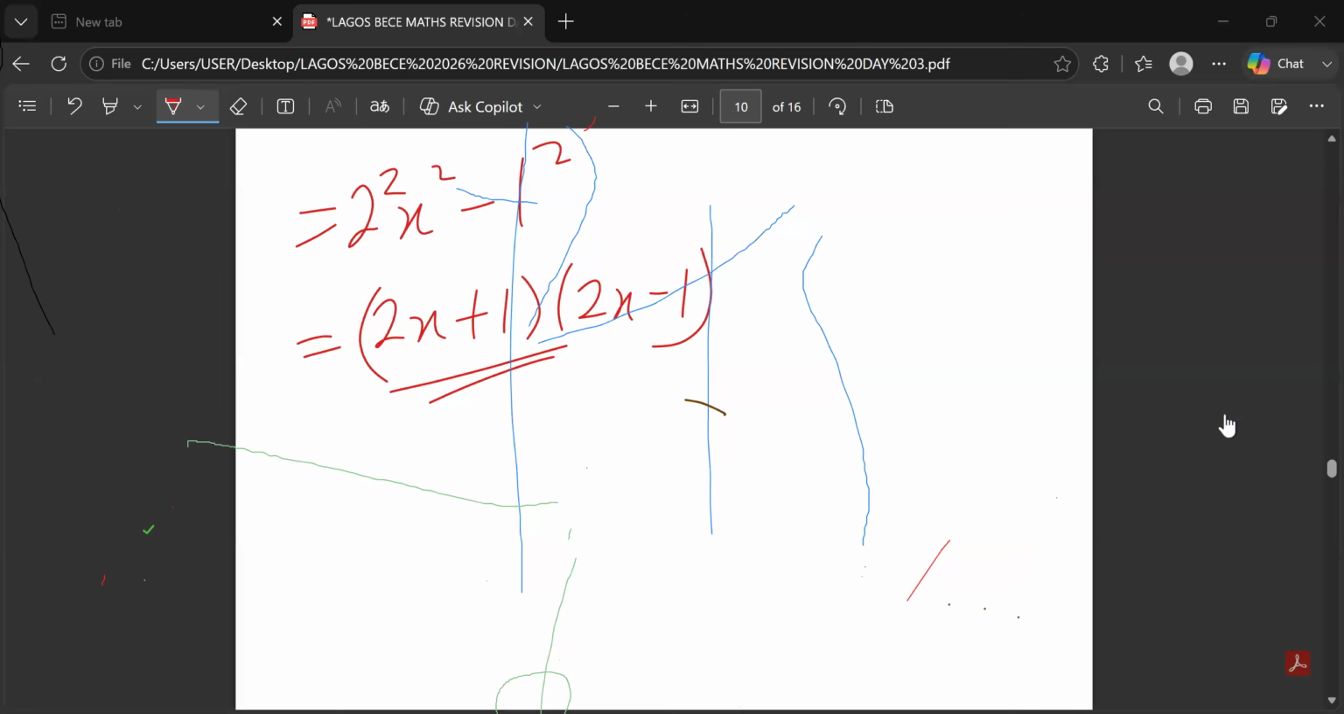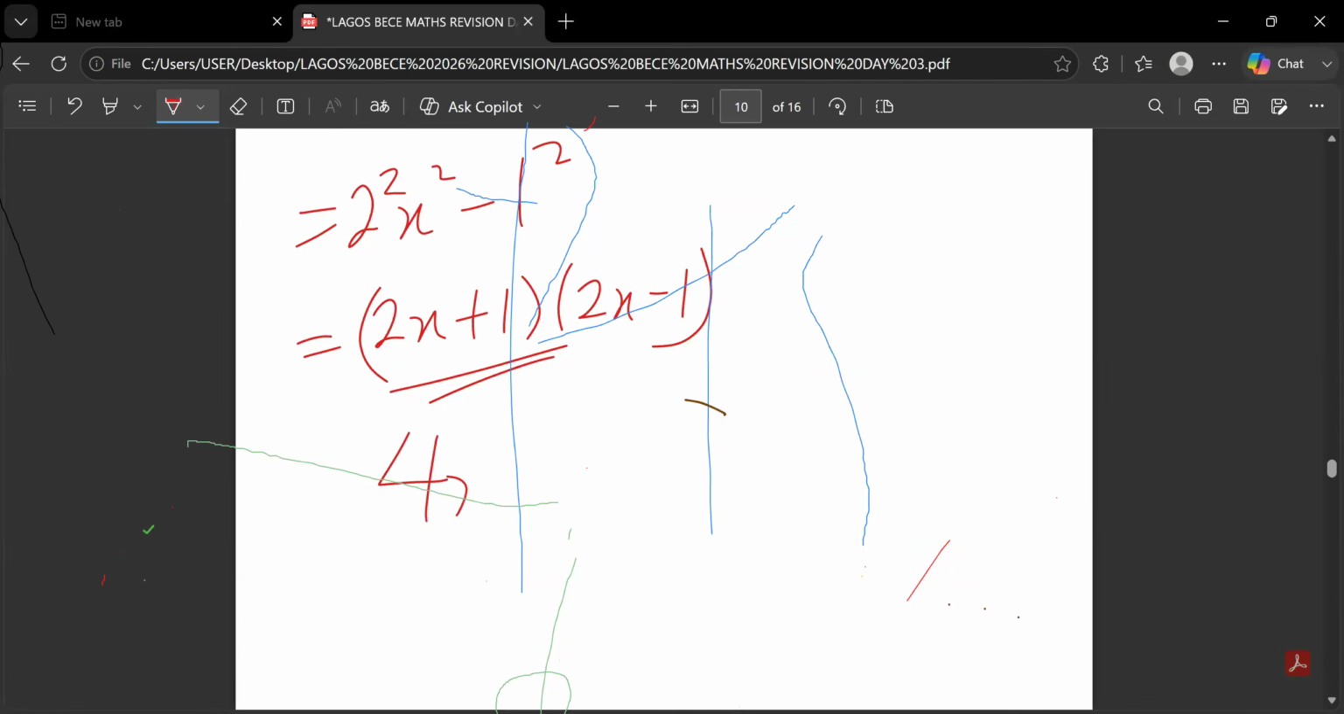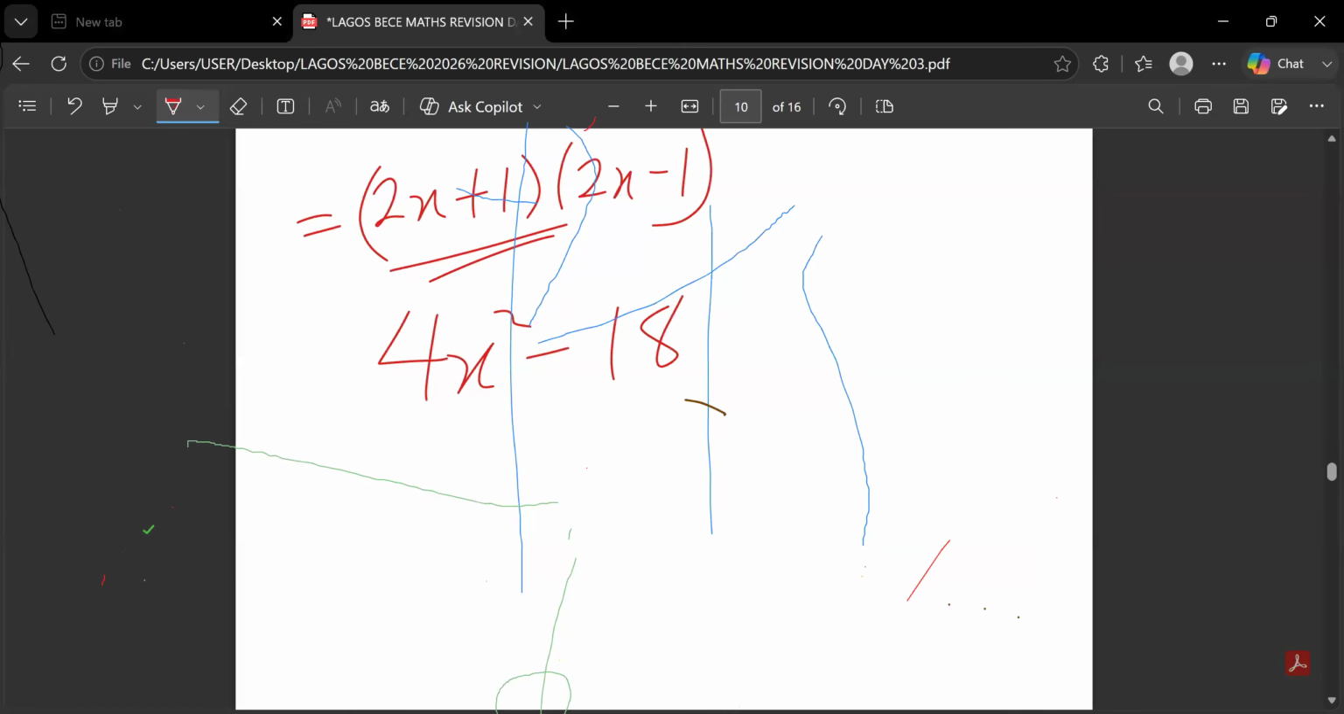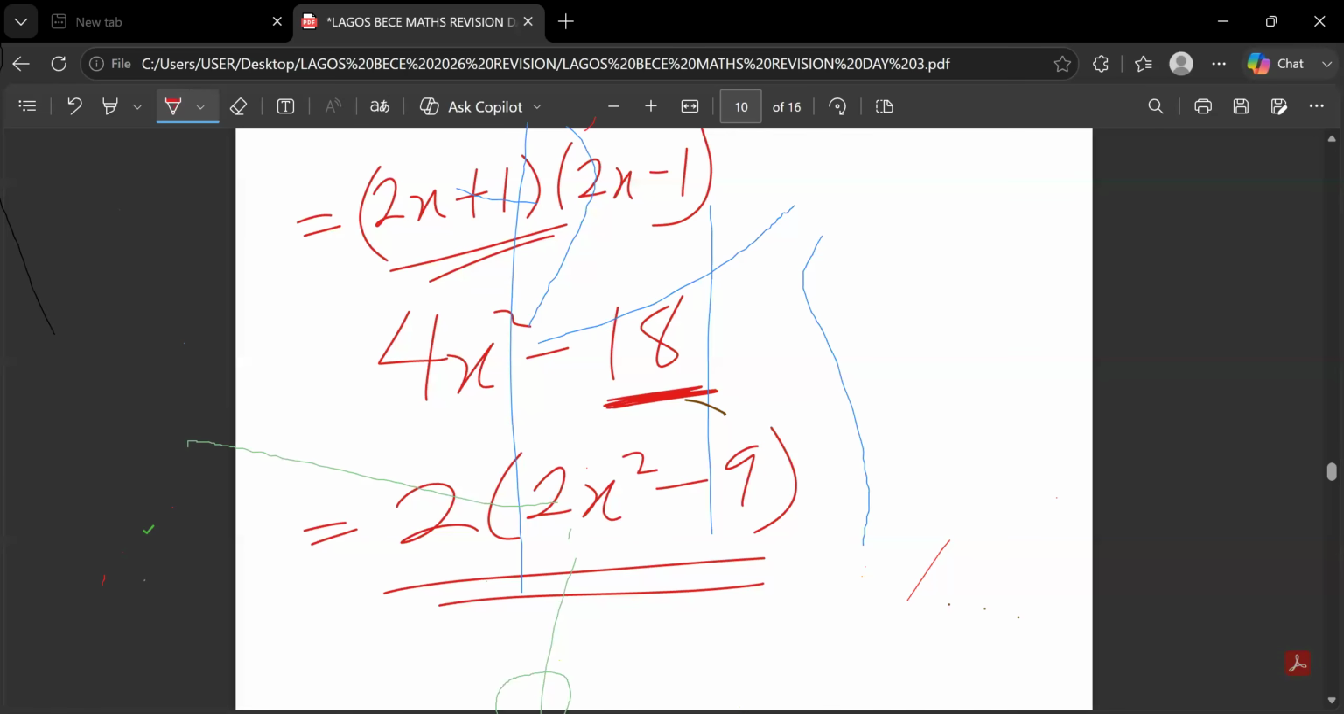4x squared minus 18? Okay, so 4x squared minus 18. If it is this one, this 18 here is not a perfect square. So what you are going to do is that 2 is common. This will be 2 times 2x squared minus 9. So this is your answer. You cannot apply the rule of difference of two squares with this one.